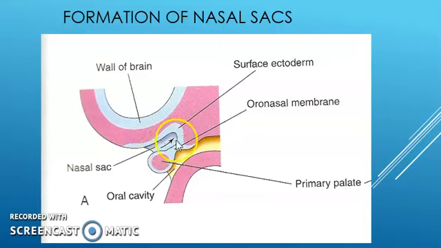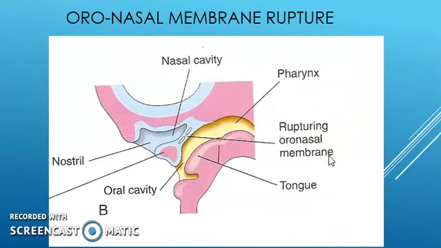Here is the nasal sac, and it is separated from the primitive oral cavity by a membrane called the oronasal membrane. This nasal sac grows dorsally, ventral to the developing forebrain. At the end of the sixth week, this membrane starts to rupture. There is a communication between the primitive nasal cavity and the oral cavity, and this opening posteriorly is called the primitive choana.